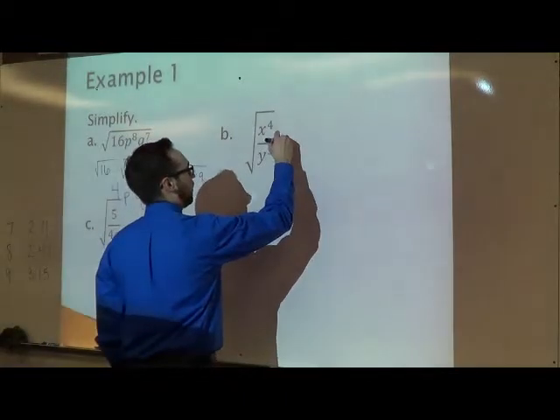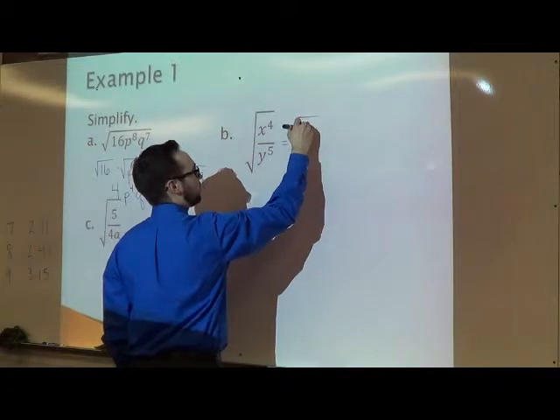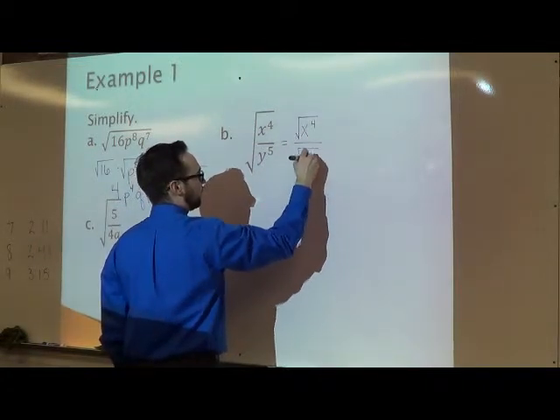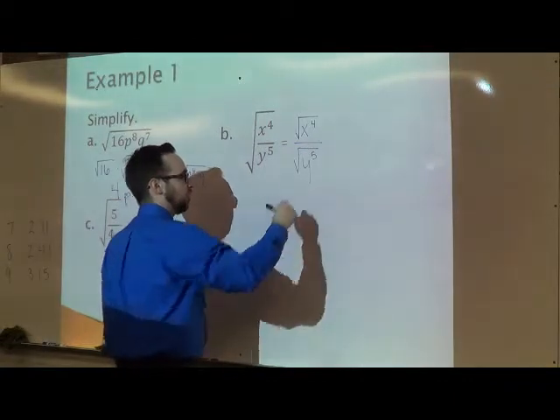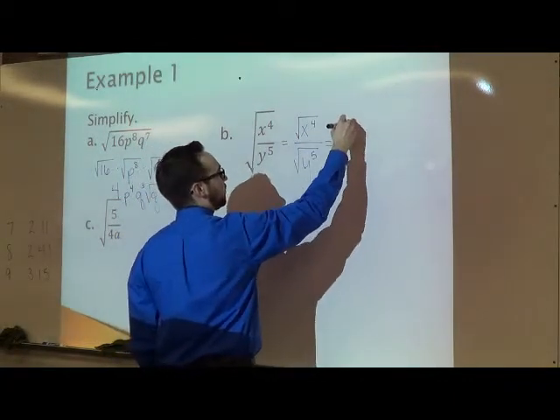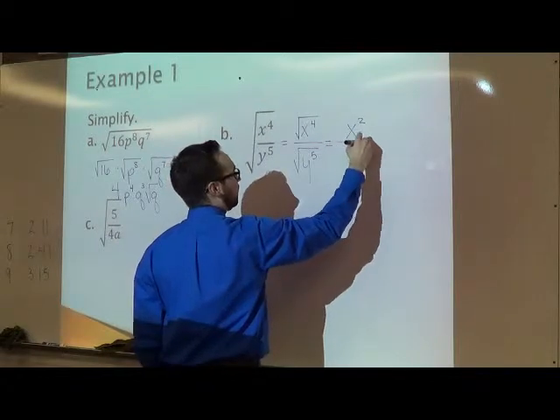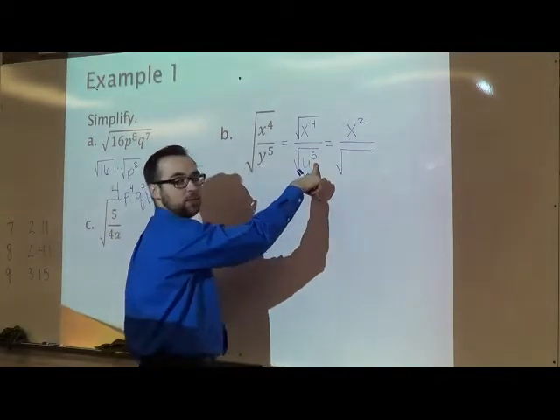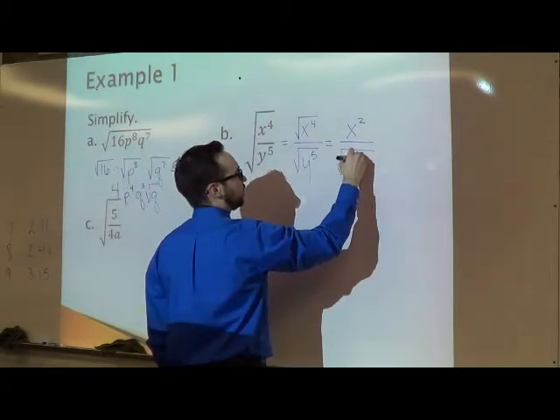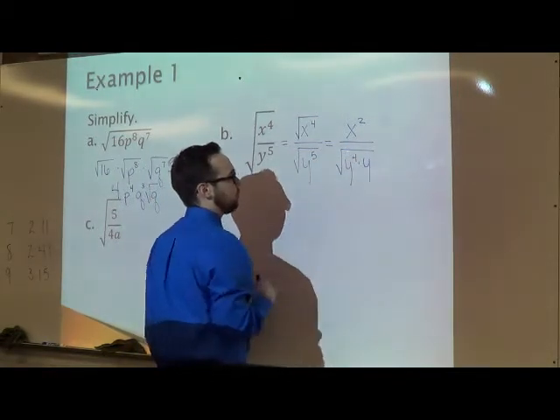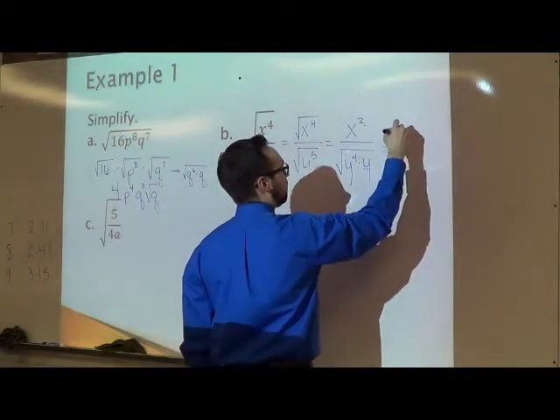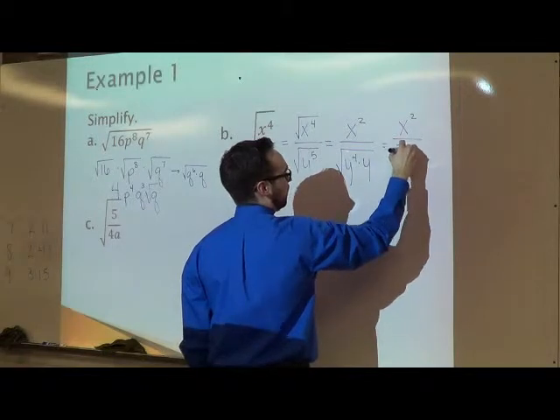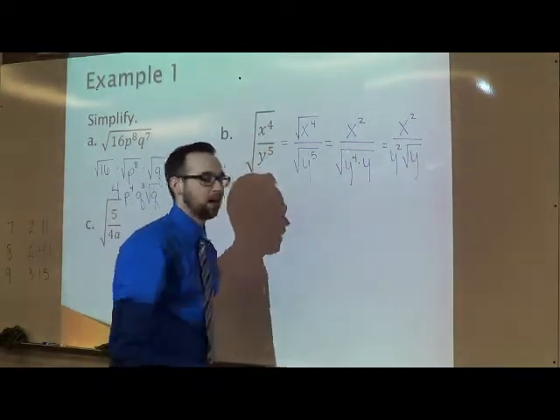In this one I can separate it to be the square root of x to the 4th over the square root of y to the 5th. When I do that, the square root of x to the 4th, we divide it out, we get x squared. Now this one, remember, we have to separate because 5 is not divisible by 2, so I have to make that y to the 4th times y. Then we have x squared over y squared times the square root of y.